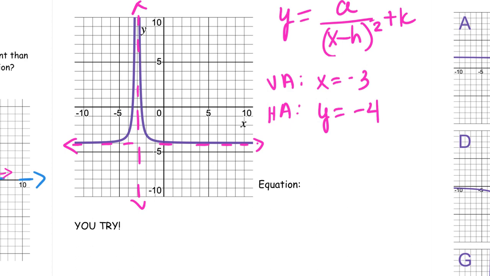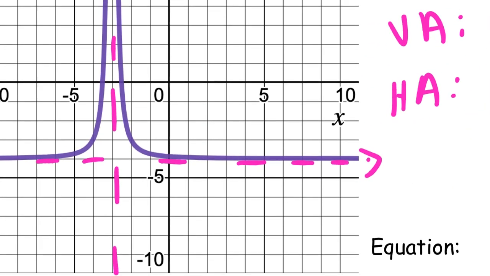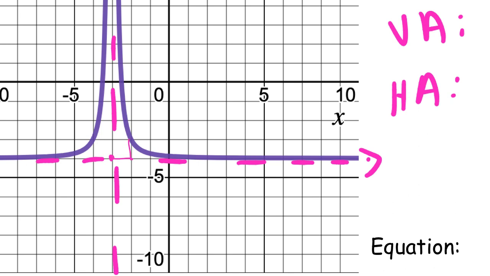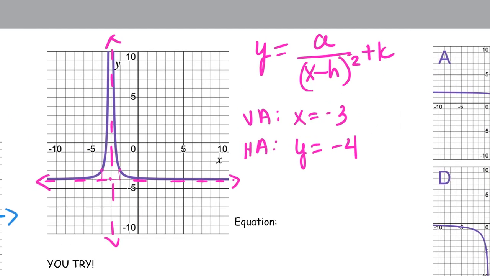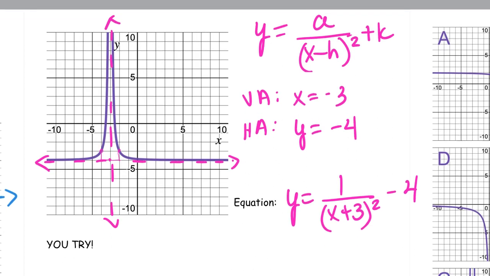When I look for my a value, I can start right here and I can go, does it look like it's 1, 1? So then what's the a value? Okay, so that's easy. So then if we wrote our equation, it'd be y equals 1 over (x plus 3) squared, and then -4. We okay with that?